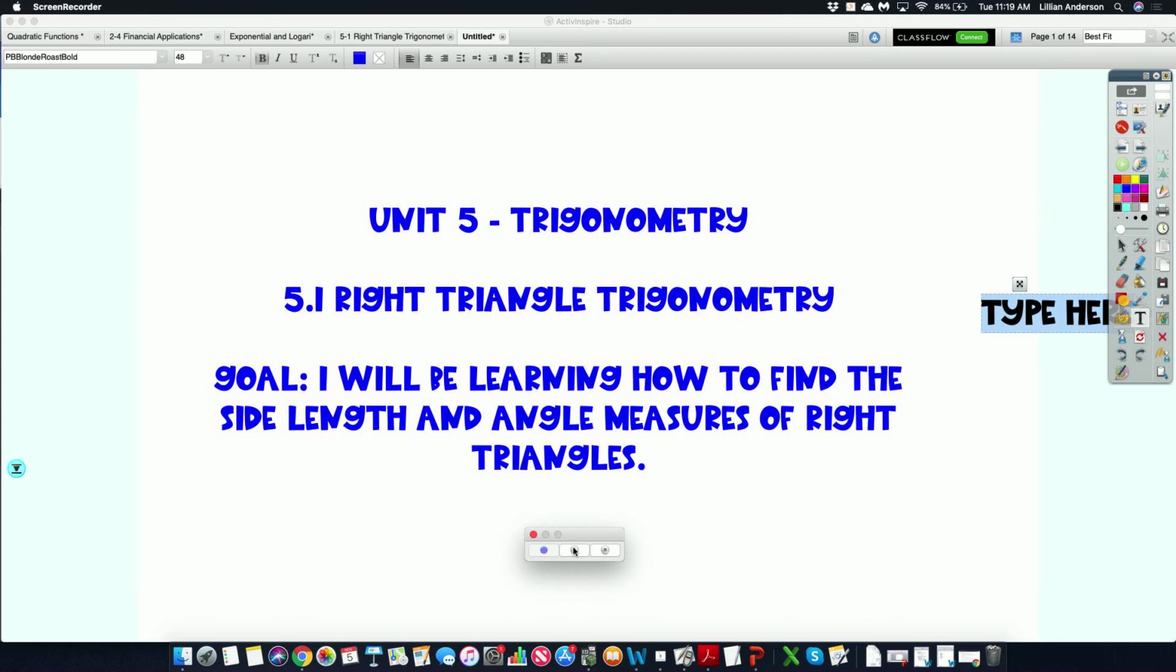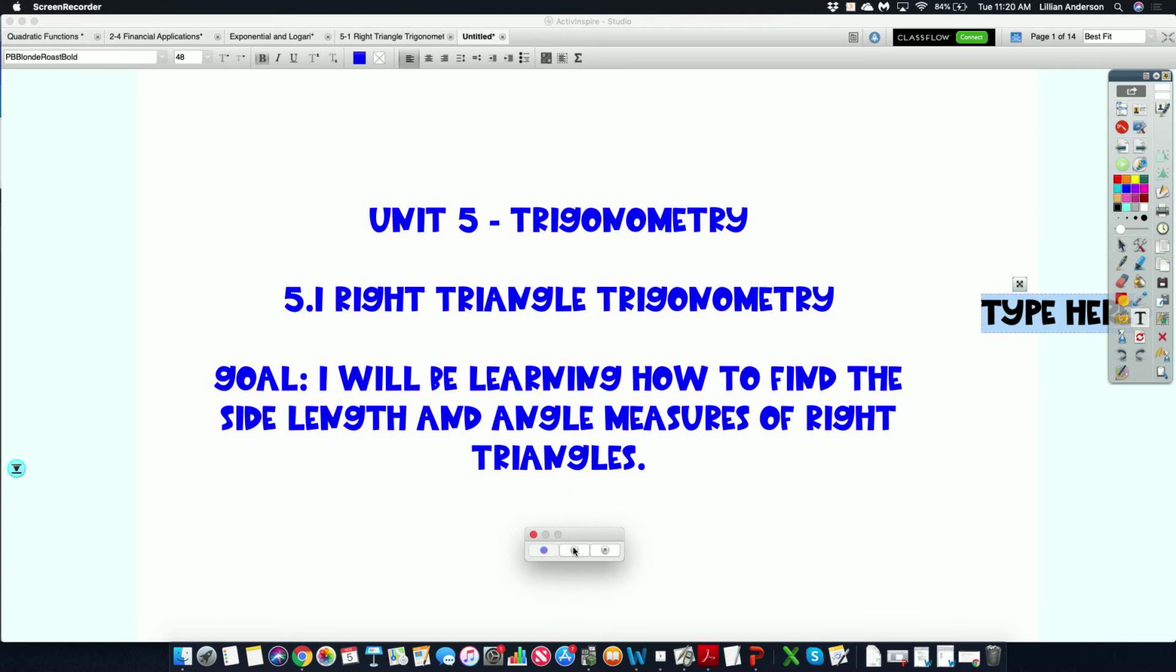Into a new unit, we are talking about trigonometry, okay? You were first exposed to trigonometry back when you took geometry, but it was just a little bit, okay? We're now in pre-calculus, so you guys are going to learn a little bit more about trigonometry. You're going to expand on your knowledge of right triangles today, and you guys are going to learn how to find side lengths and angle measures of right triangles.